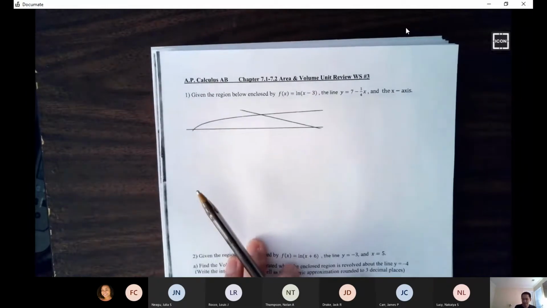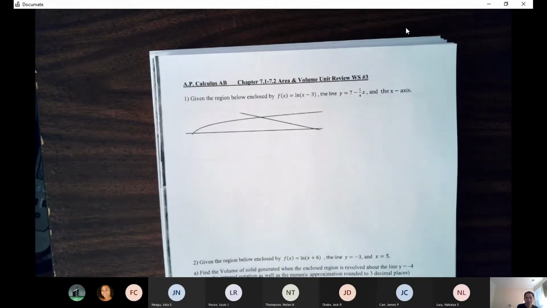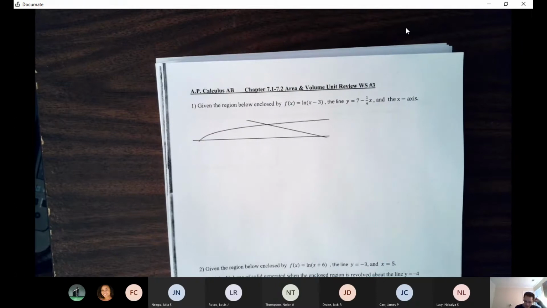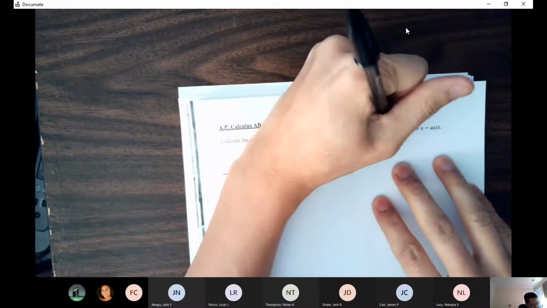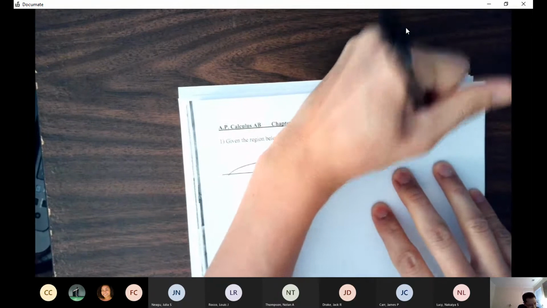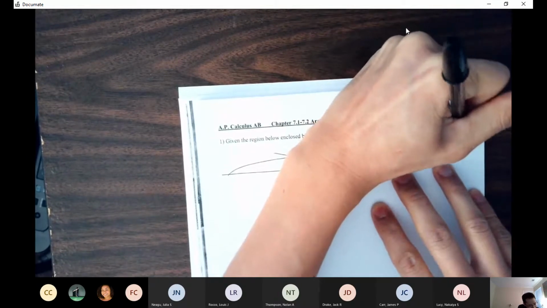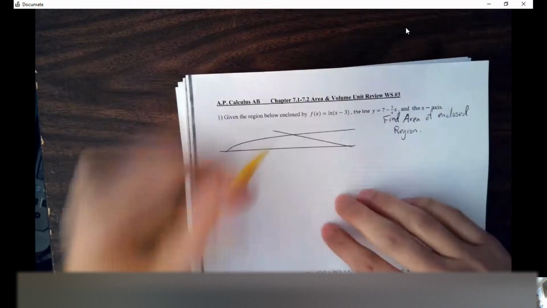All right, so number one, given the region below enclosed by our function natural log of x minus 3 and the line 7 minus 1/4 x and the x-axis. Sorry, I rushed through this worksheet and didn't put what I was asking you to find. Find the area. Okay, so we have our enclosed region.